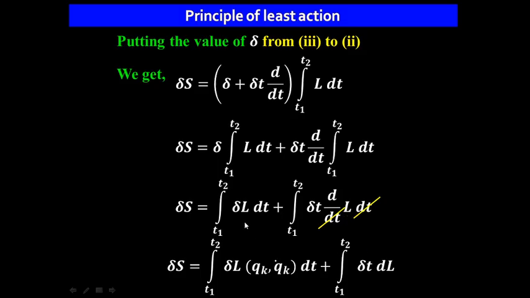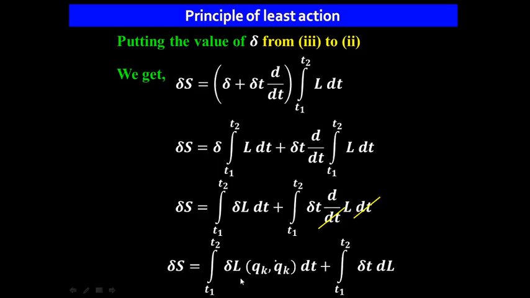And we know that the Lagrangian is a function of qk and qk dot, since the Lagrangian depends on qk and qk dot. So here we can write that the Lagrangian is a function of qk and qk dot. Okay, now we will apply the chain rule to this.